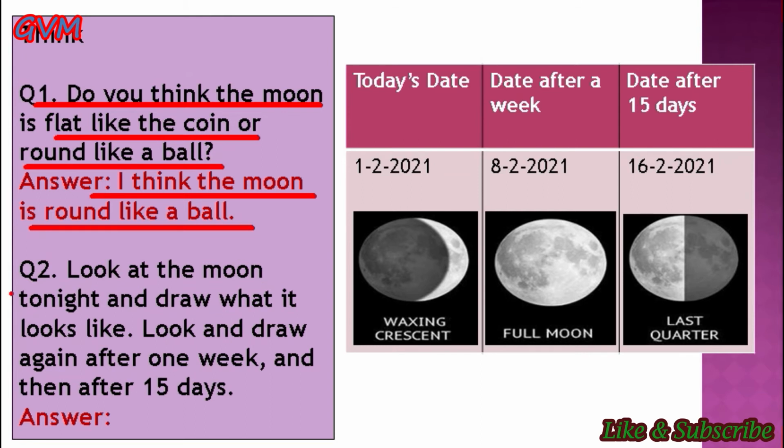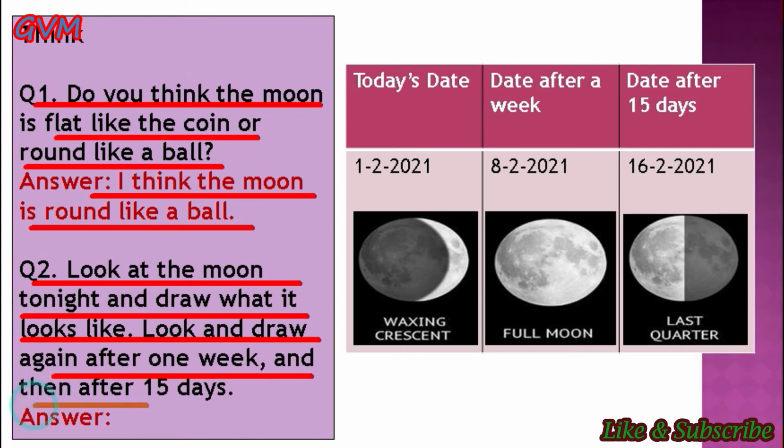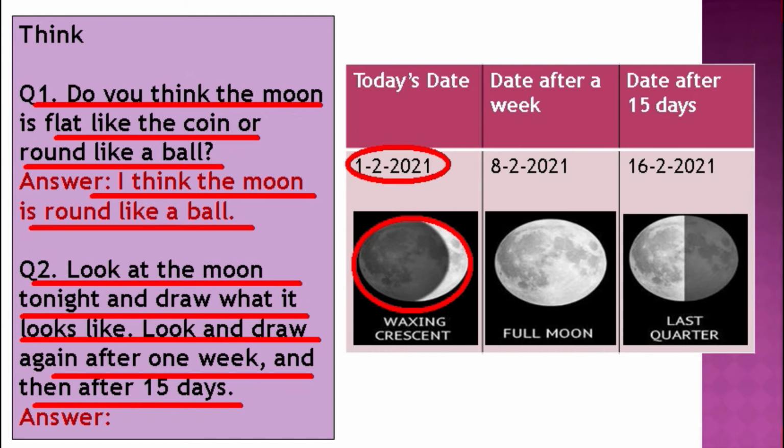Now question number 2 is, you have to look at the moon tonight and draw what it looks like. Look and draw again after 1 week and then after 15 days. Students, this is an activity that you have to do at your home, in which you look at the moon on a particular night and draw the picture of the moon. For example, today is 1st February 2021 and the shape of the moon is somewhat in this way. Then after 1 week, you have to draw the picture of the moon again. Then again after 15 days, you have to draw the image of the moon.